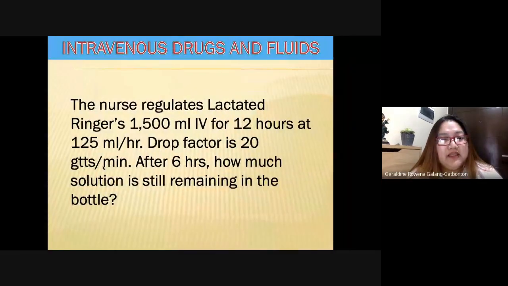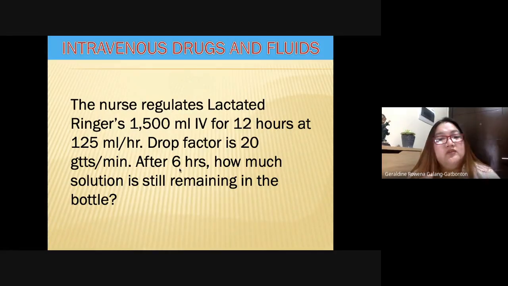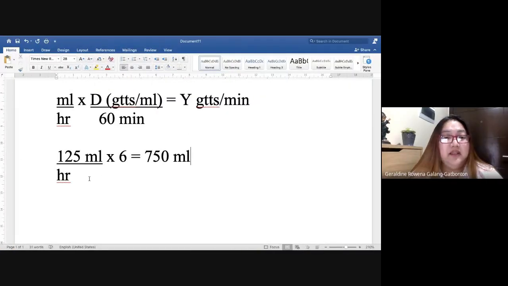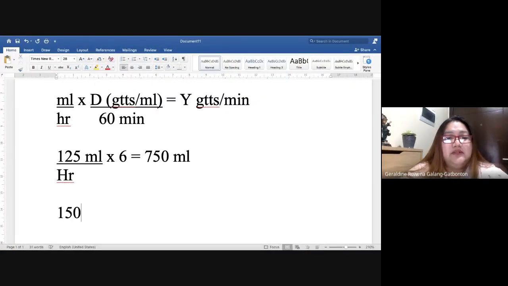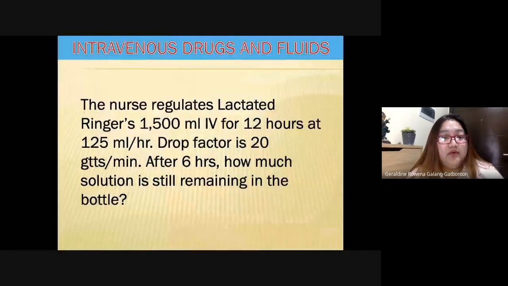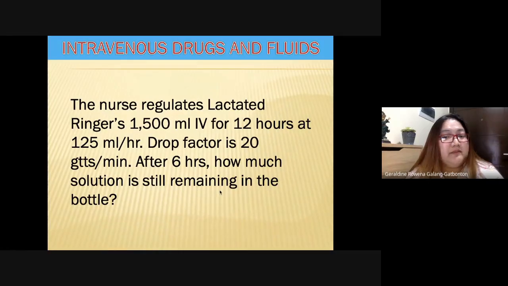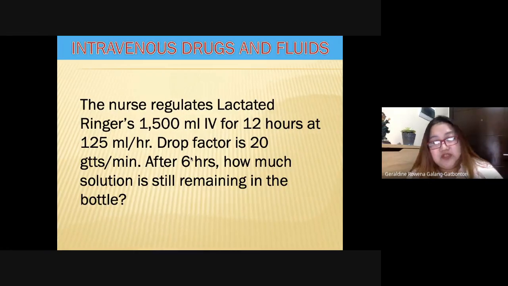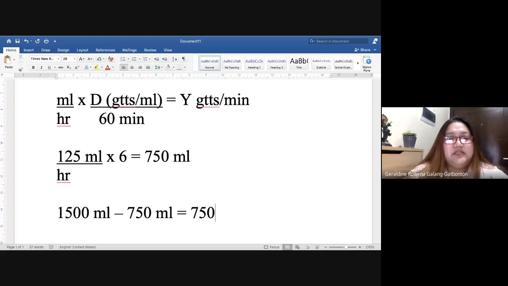Pero ang tanong kasi, gaano pa karami yung matitira after 6 hours? Gaano ba karami yung IV fluid? 1,500 ml. So, yung 1,500 ml, after 6 hours, no? mababawasan siya ng 750 ml. So, masasagot na yung tanong mo na gaano karami ang natitira pa sa bottle after 6 hours, which is 750 ml.